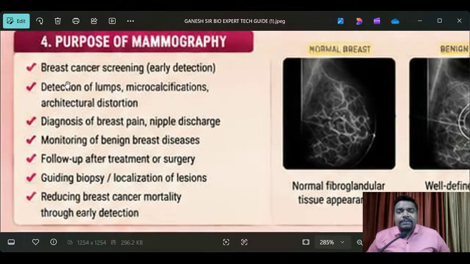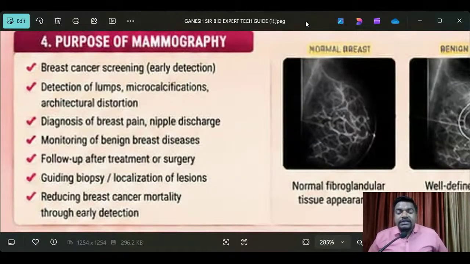Purpose of mammography is here: breast cancer screening, early detection, and detection of lumps and microcalcification and architectural distortion, and diagnosis of breast pain and nipple discharge, and monitoring of benign breast diseases, and follow-up after treatment or surgery, and guiding biopsy and localization of lesions, and reducing breast cancer mortality through early detection.